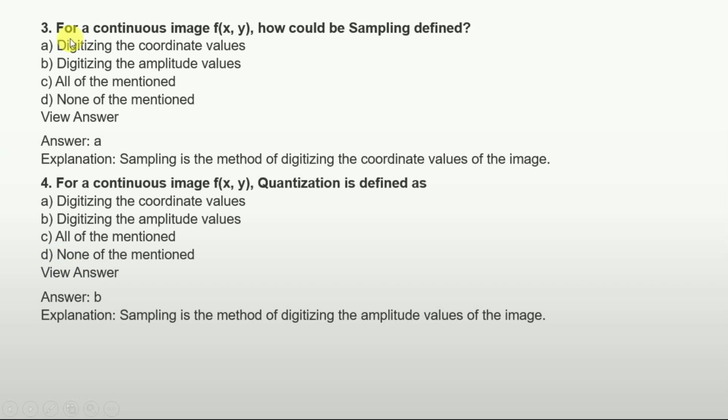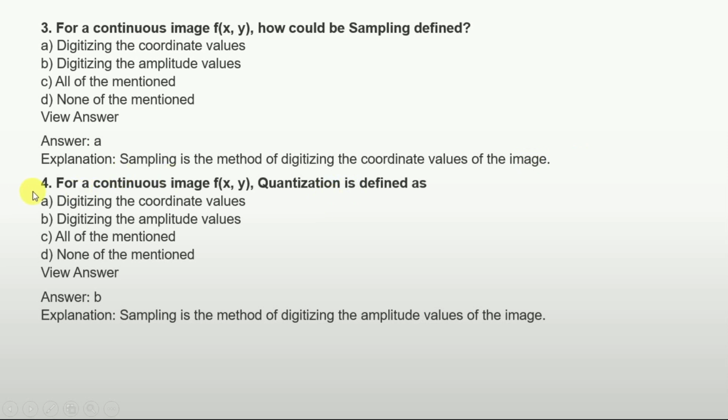Our new question is, for a continuous image function f of x comma y, how is sampling defined? The options are: option A digitizing the coordinate values, digitizing the amplitude values, all of the mentioned, none of the mentioned. So the answer is digitizing the coordinate values. Sampling is the method of digitizing the coordinate values of an image.